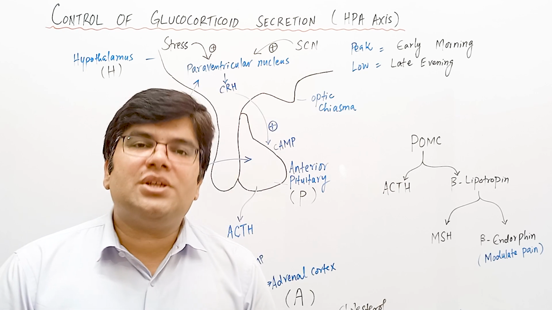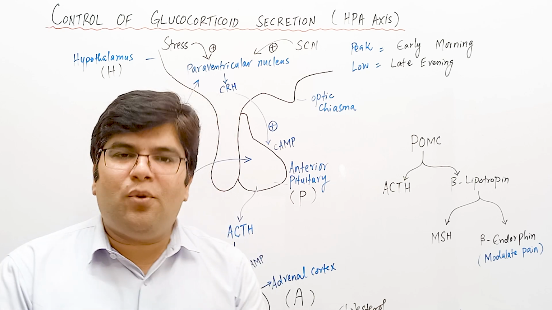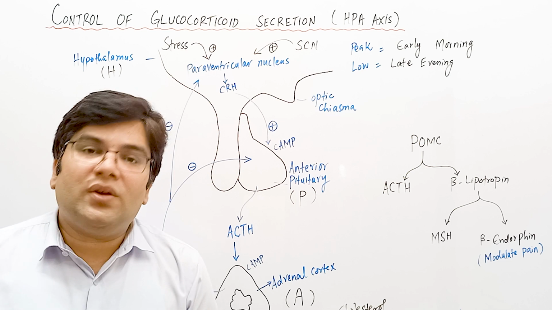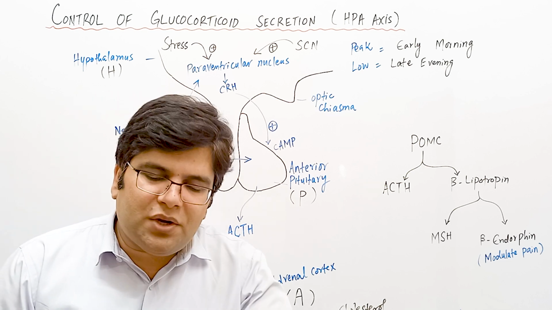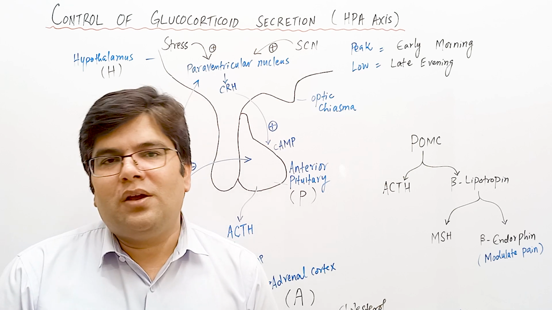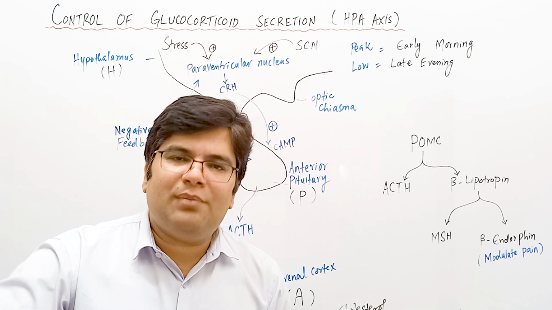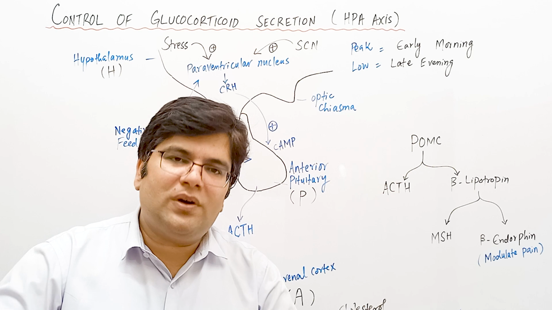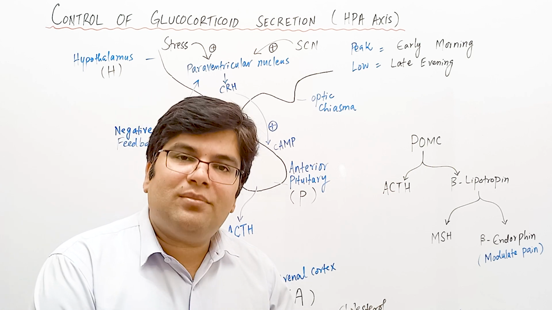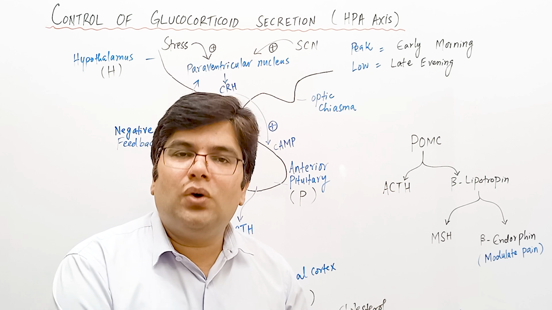So these diurnal variations in the secretion of cortisol hormone are important when we are measuring the level of cortisol in our blood. So if you are a doctor checking the report of cortisol level in a patient, you should know at what time of the day the sample was drawn. For example, if the sample was drawn at 8 a.m. in the morning, the cortisol level will be towards the higher limit. And if the sample was drawn towards the evening time, then the cortisol level will be towards the lower limit.